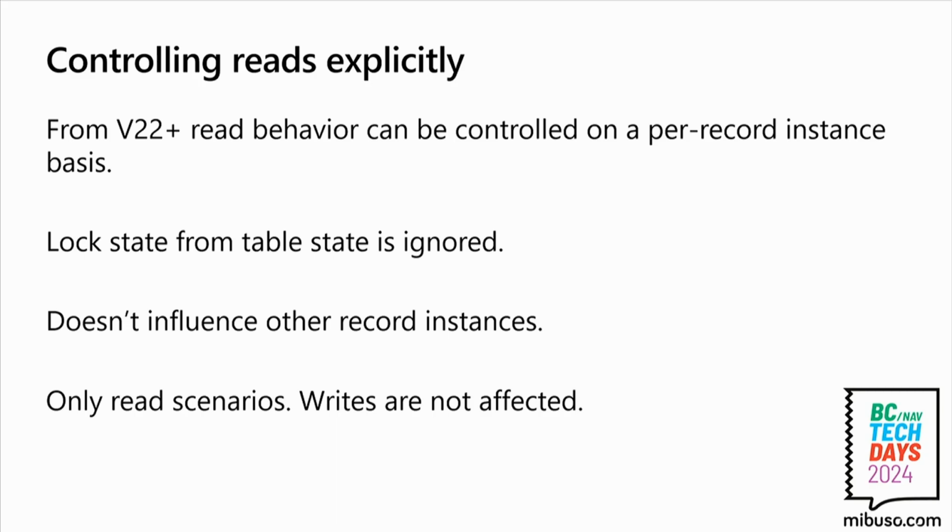Well, in 22, we introduced the ability to go in and say, actually, on this record instance right now, for my next read and the ones after that, I actually want to override what the table state is. I want to say, I know I need to read with the update log now. Or maybe you want to read less. You want to read with read committed now or uncommitted. You know that that's fine because you have a specific scenario in mind. So that's what it can do. It doesn't influence other record instances like log table does, and it only impacts read. We still don't put any hints on writes.